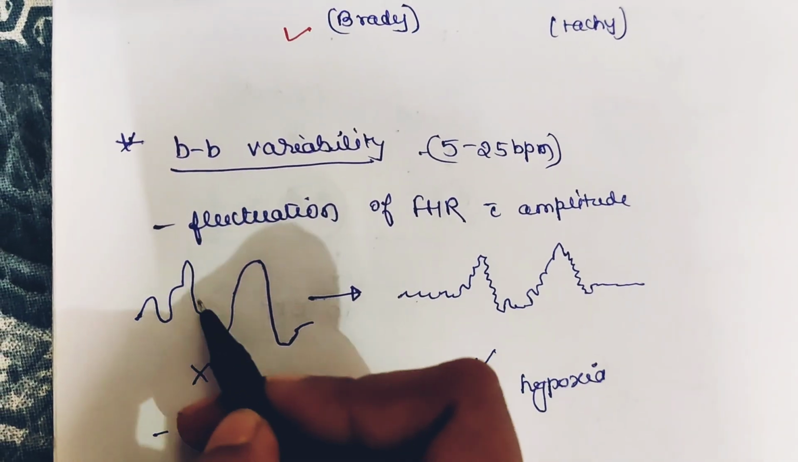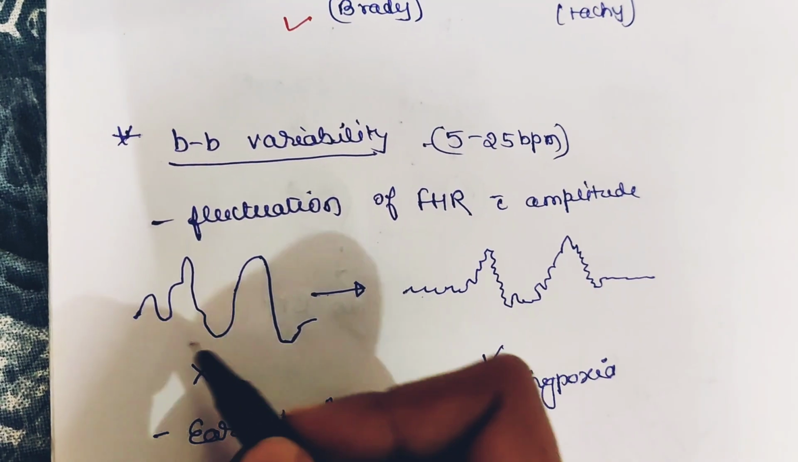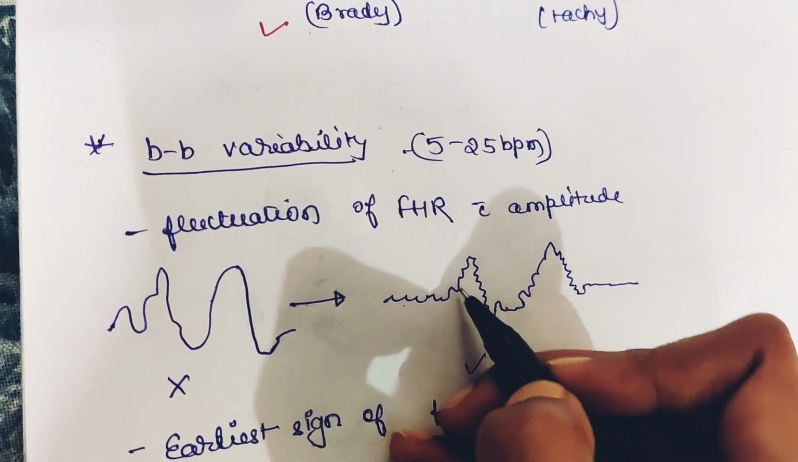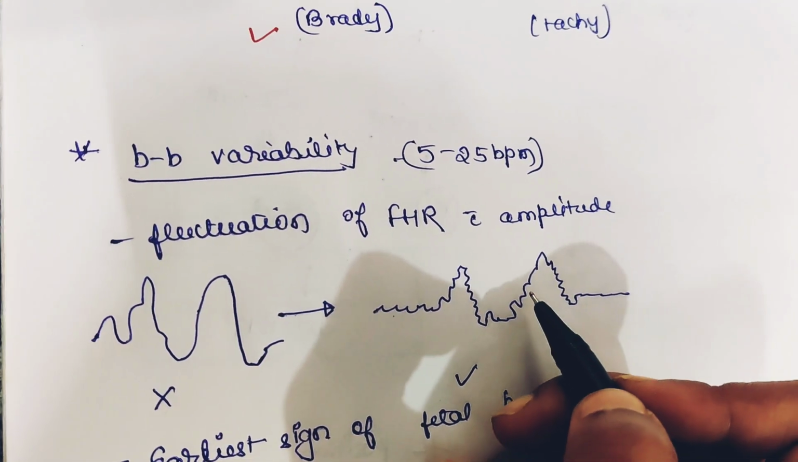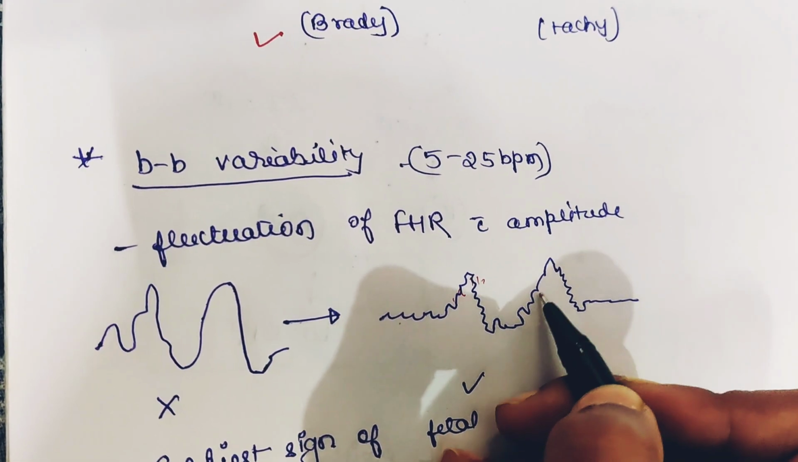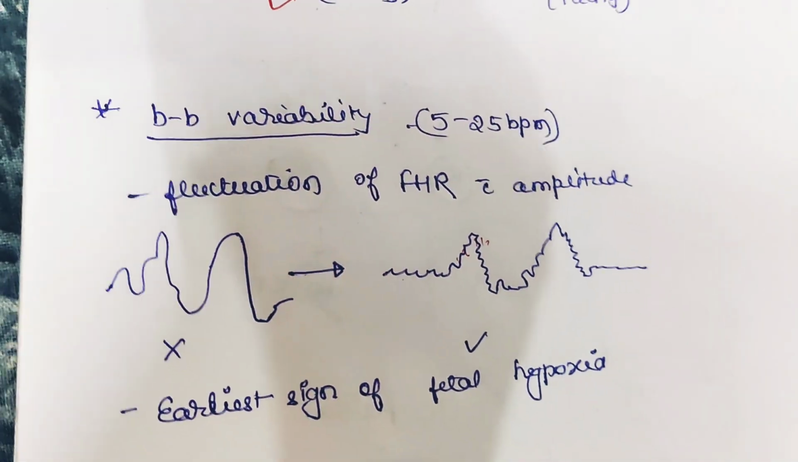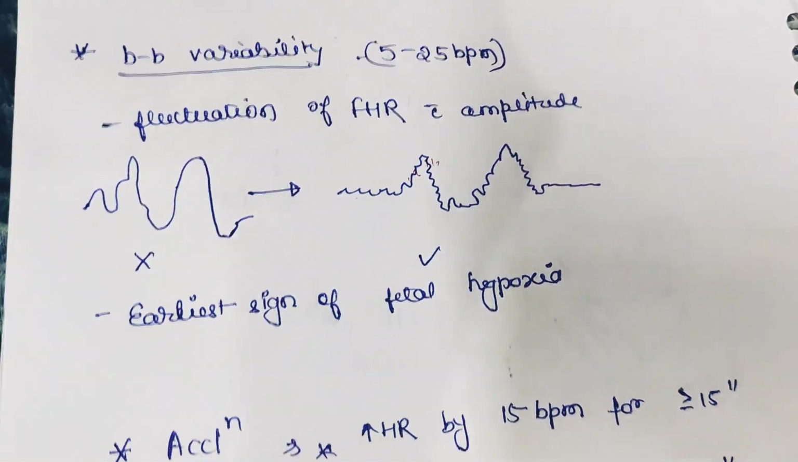Like this is plain, clean, so this is not normal. So this is an unhealthy baby. If there is a zigzag pattern, zigzag, zigzag, zigzag, so this is a normal FHR pattern. So this is beat to beat variability, and this variability should be within 5 to 25 beats per minute. And loss of beat to beat variability is the early sign of fetal hypoxia.